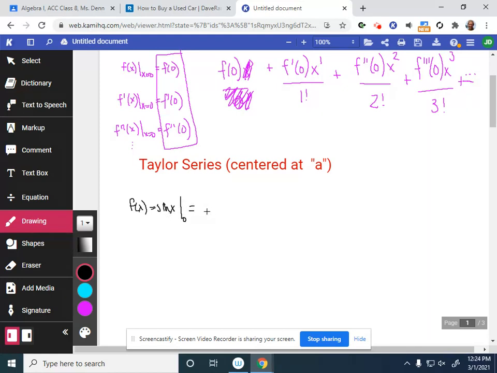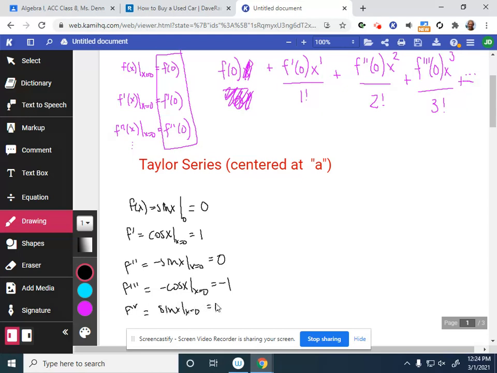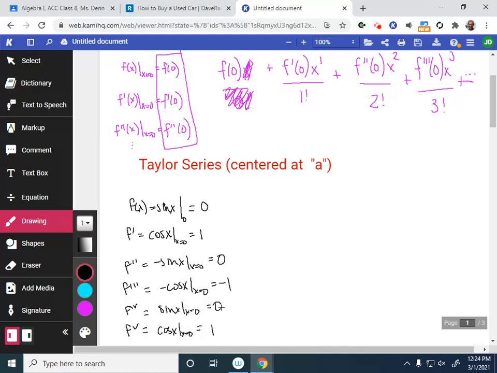Evaluated at 0 is going to be 0. The first derivative of f is cosine. Evaluated at 0 is 1. The second derivative of f is negative sine. Evaluated at 0 is 0. The third derivative of f is negative cosine. Evaluated at 0 is negative 1. The fourth derivative of f is sine. Evaluated at 0 is 0. And the fifth derivative of f is cosine of x. Evaluated at 0 is 1.